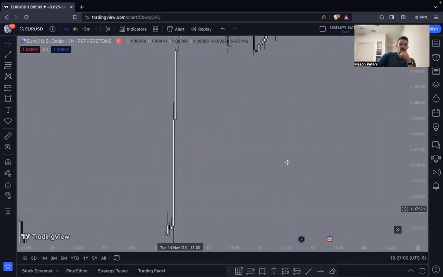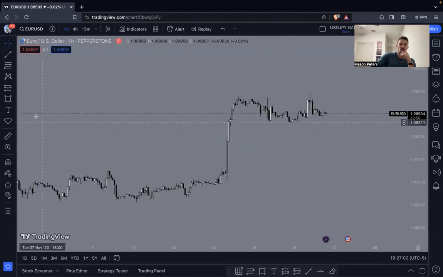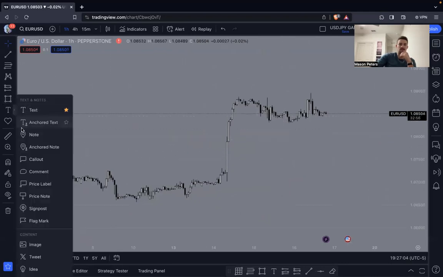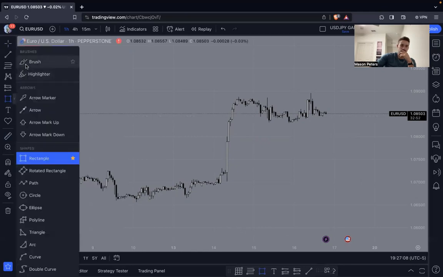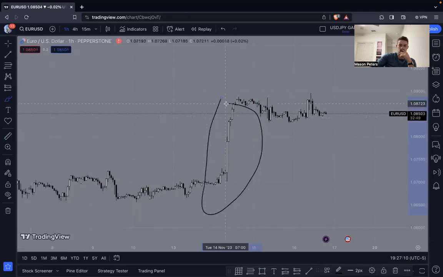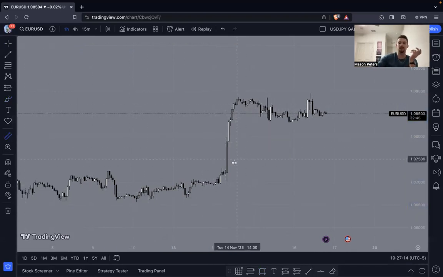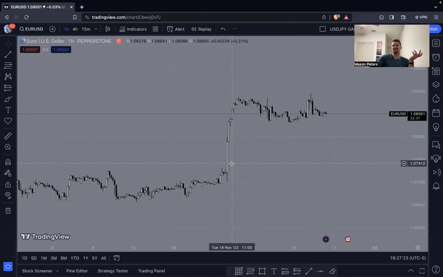Okay, let's look here. Now, remember, this right here is how the markets move, guys. The markets move with news. News moves the markets. This is like 120 pips, 165 pips in 1, 2, 3, 4, 5 hours. 165 pips in 5 hours. Okay.